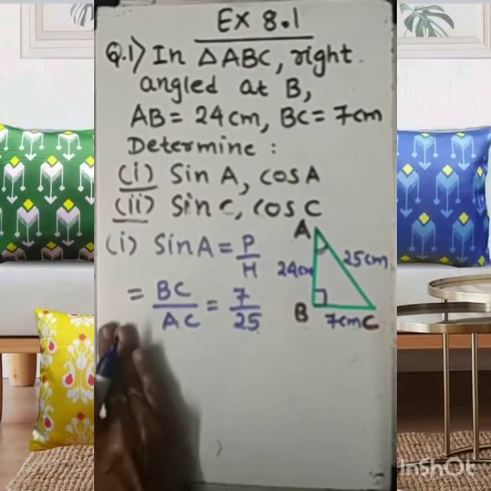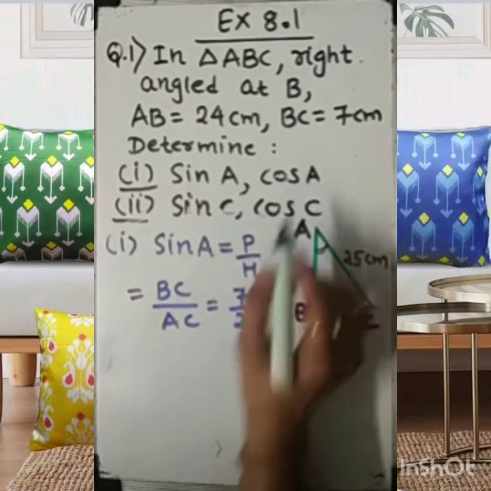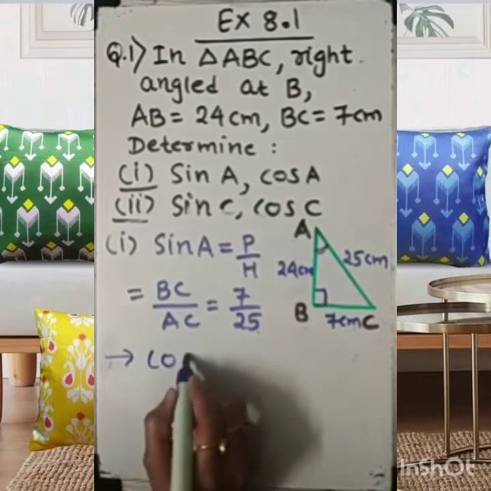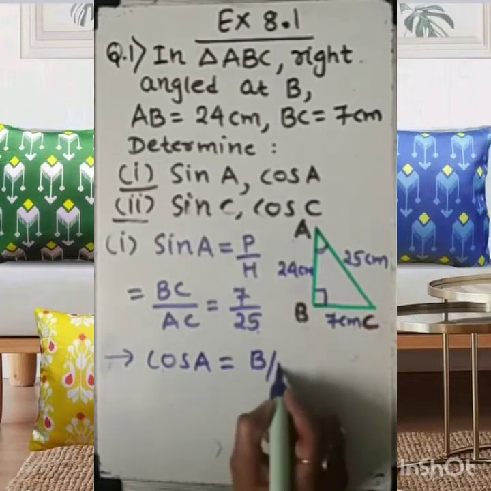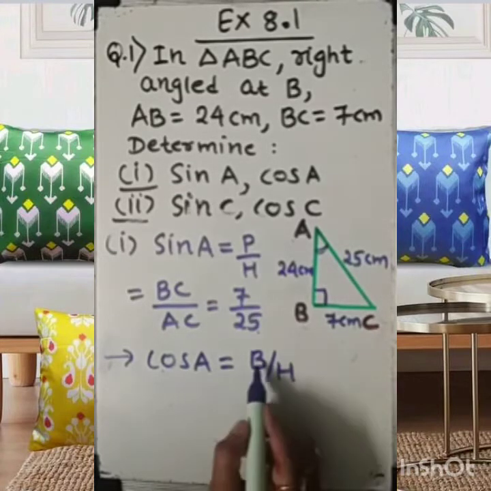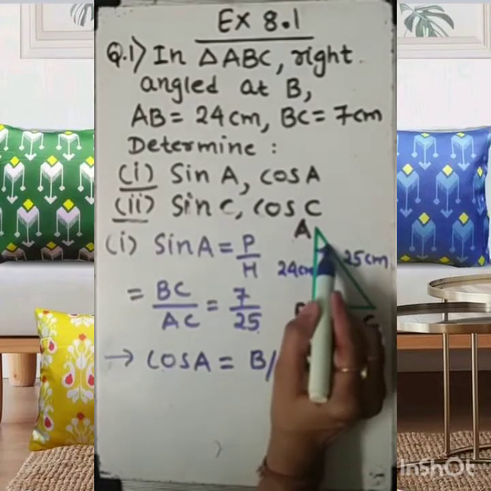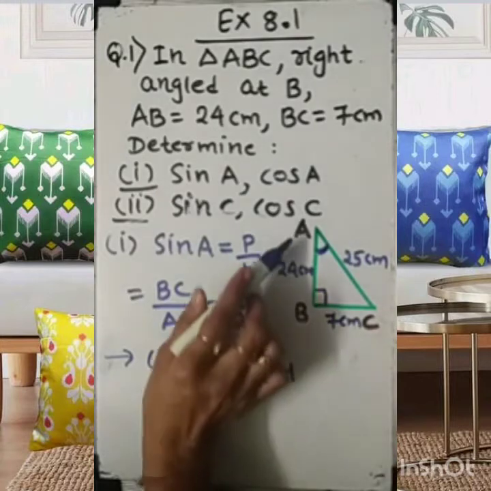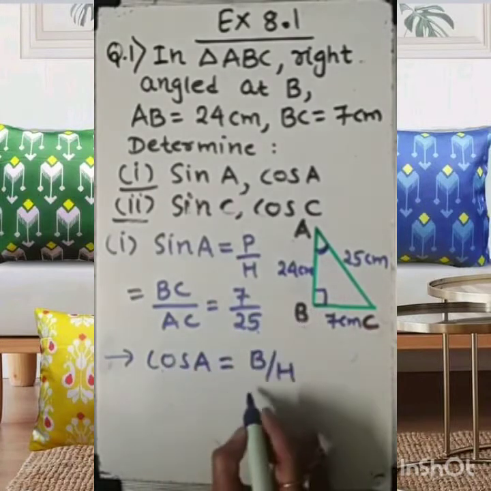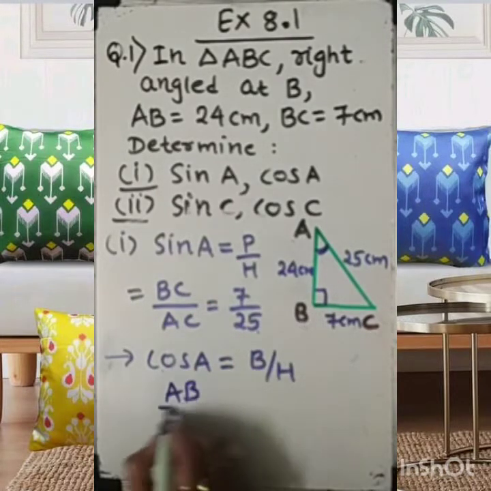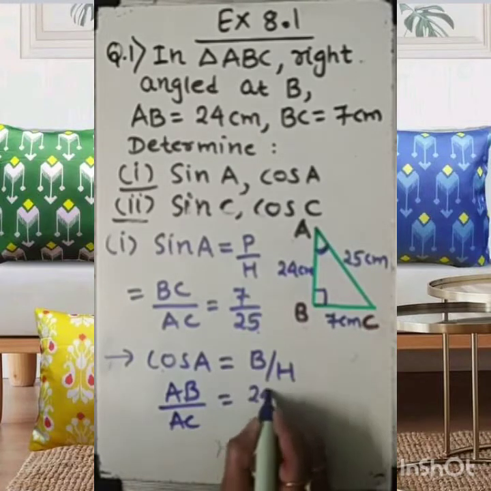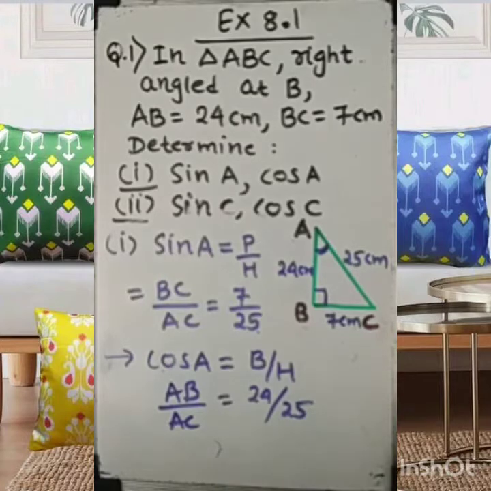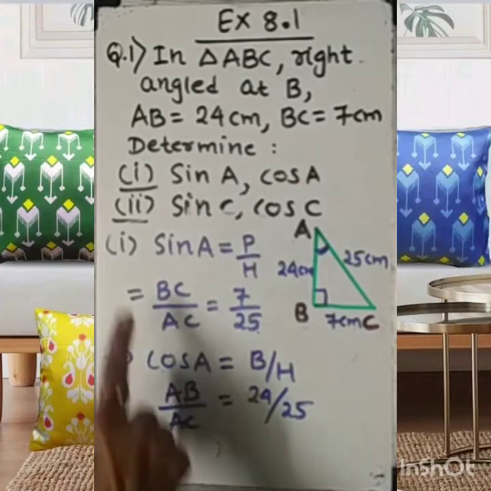And the second one we have to find is cos A. My dear student, you know very well cos means base upon hypotenuse. Clear? Now the base, if we are considering A as an angle, will be AB. So I need to mention AB upon AC, that is 24 upon 25. This is the first solution.